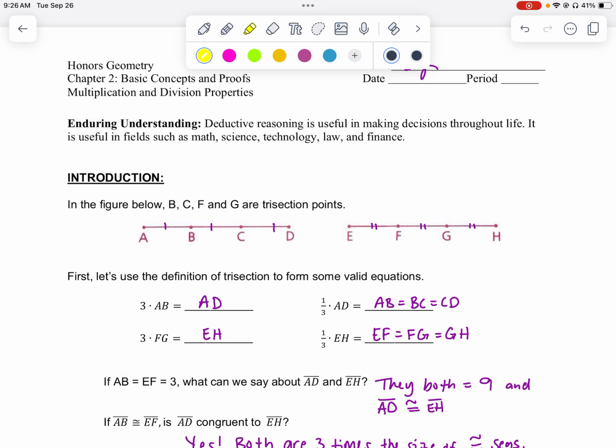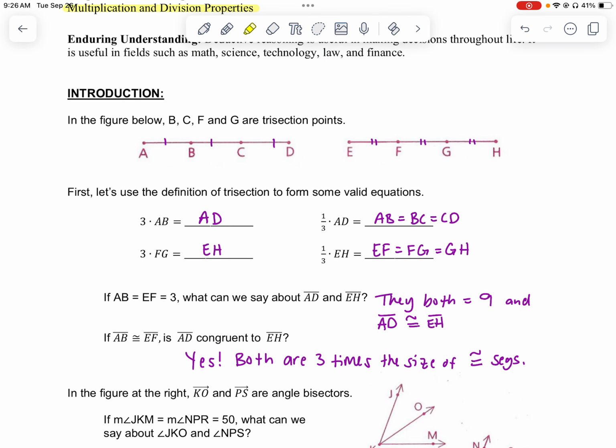In this video, we are going to be introducing the multiplication and division properties and how they come about in proofs. To help you think through these properties, we're going to start with an introduction, looking at some other ways we can think about trisection points, midpoints, and angle bisectors. So here's what we have given below.